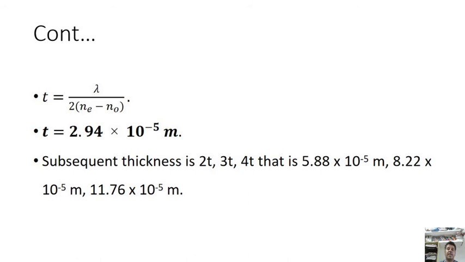So what does the formula for t say? The first one is t = lambda by 2 of (n_e minus n_o). So n_e is known, n_o is known, lambda is known. So we are getting t as 2.5. After knowing this value, the subsequent thicknesses are 2t, 3t, 4t.